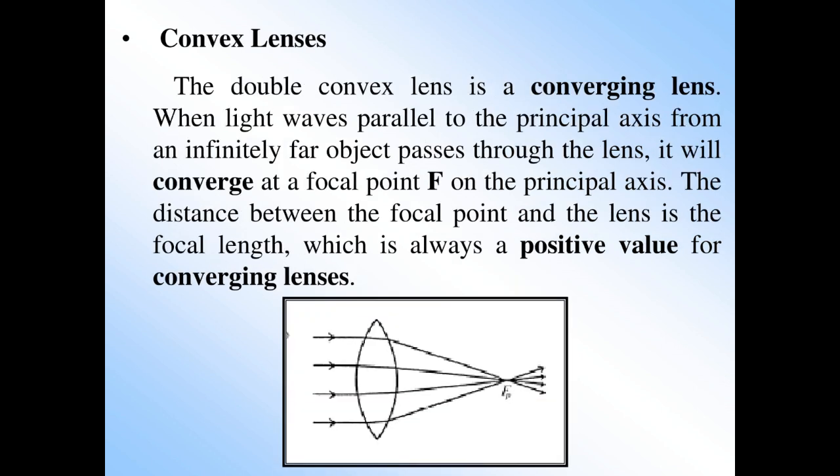Convex lenses. The double convex lens is a converging lens. When light waves parallel to the principal axis from an infinitely far object pass through the lens, they will converge at a focal point f on the principal axis. The distance between the focal point and the lens is the focal length, which is always a positive value for converging lenses, as shown in this photo.